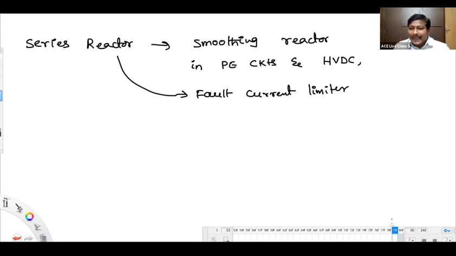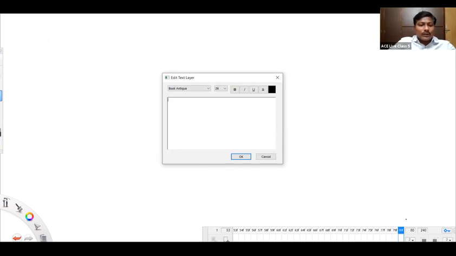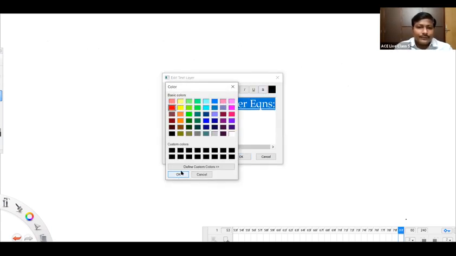Next we are moving to dynamic devices for compensation. First I will take up synchronous motor power equations. Then we will see how it can act as a capacitor or reactor. So in the next slide: synchronous motor power equations.